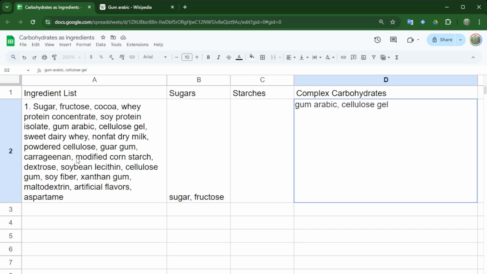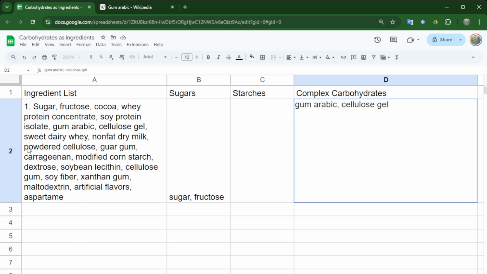Okay, non-fat dry milk. Okay, well, it's milk. It's not a carbohydrate. There's lots of things in milk besides carbohydrates. It's not a pure carbohydrate. So this is not going to be one that we put in our three categories either.